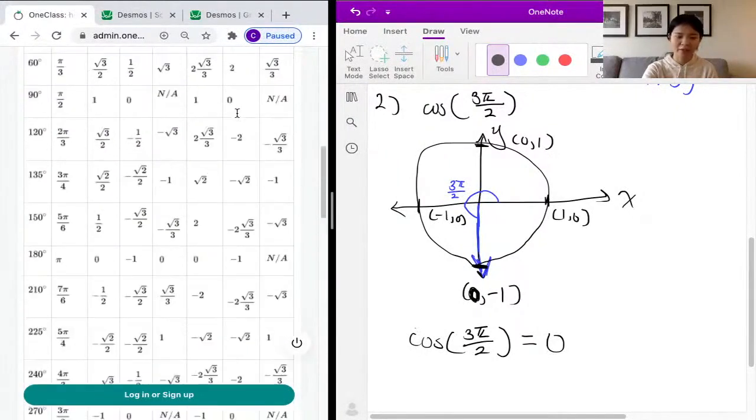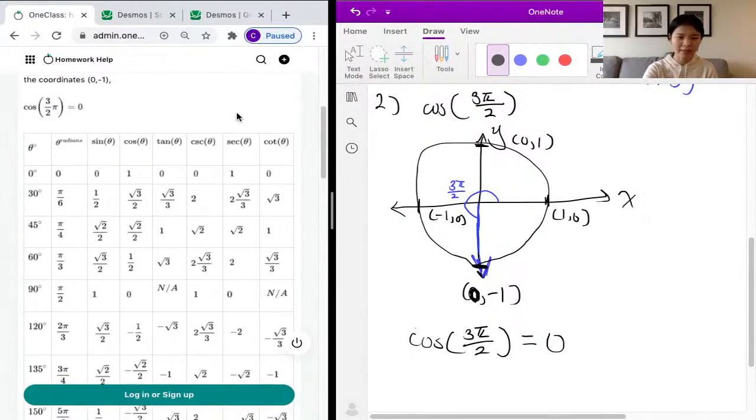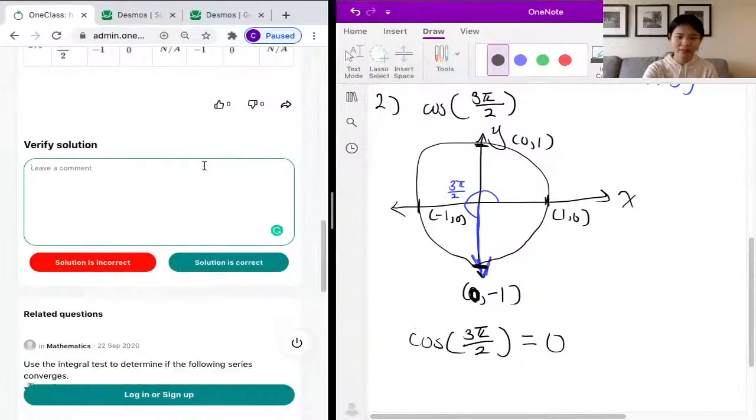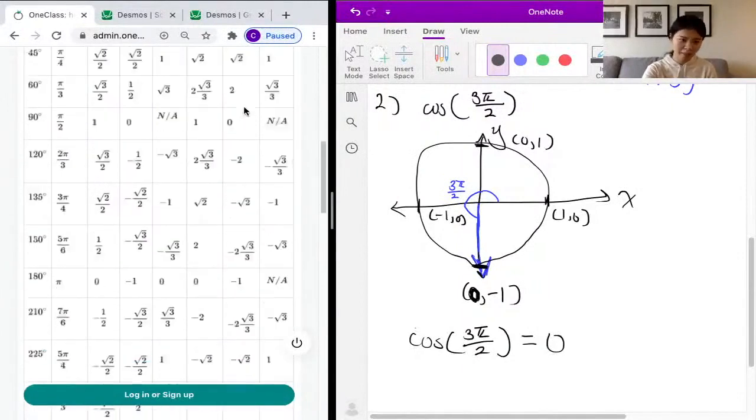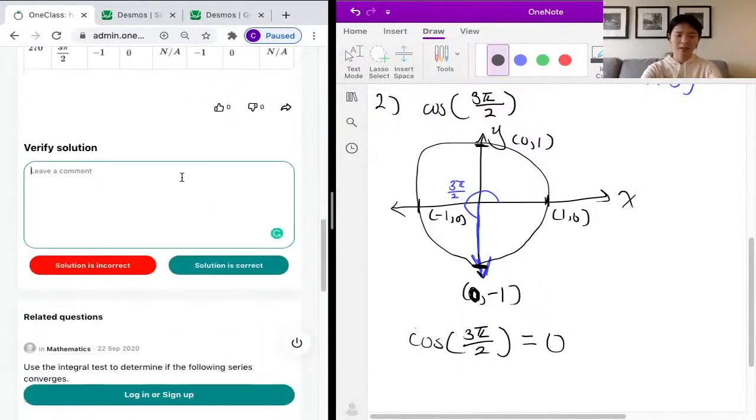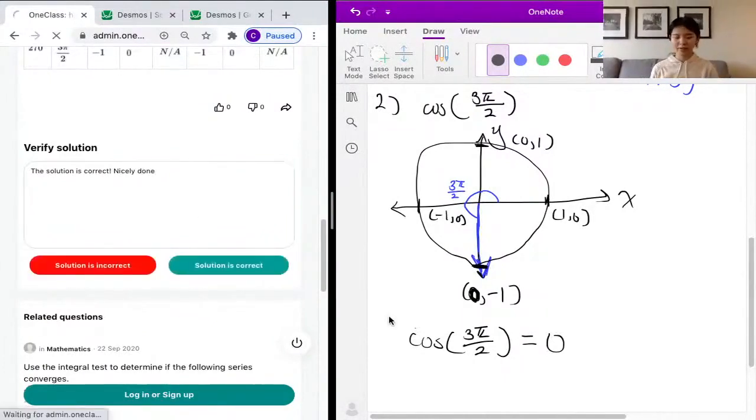And they have a kind of pattern, so using special triangles and the unit circle to arrive at the answers is so much easier than memorizing this entire table. But this solution is correct, so let's just say the solution is correct. Nicely done. Now let's move on to our third problem.